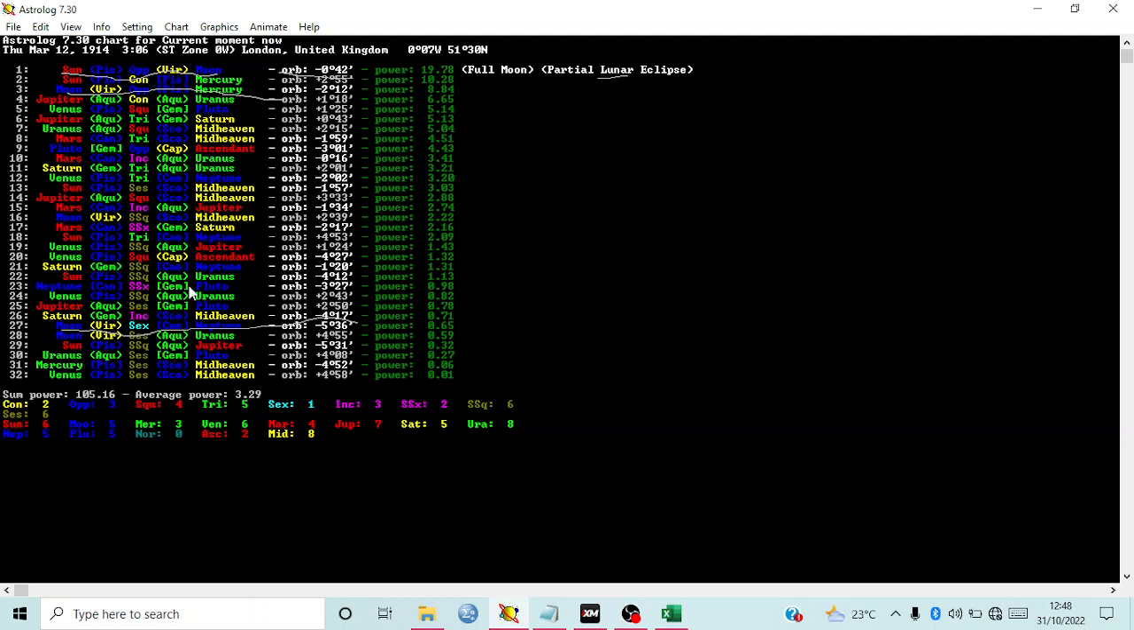So we can see that the one that's going to affect the London Stock Exchange was going to be the sun opposite the moon, right, with a negative orb of 42 minutes. So we should see that it was bad. And yeah, so we should have expected that the London Stock Exchange, for March 12, 1914, should have dropped, right? Should have dropped.